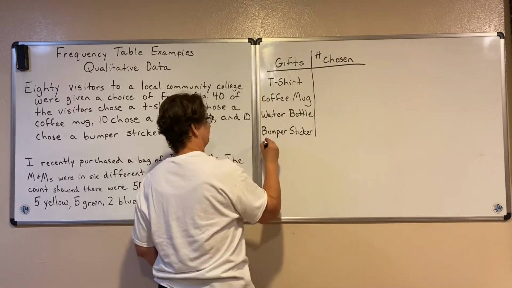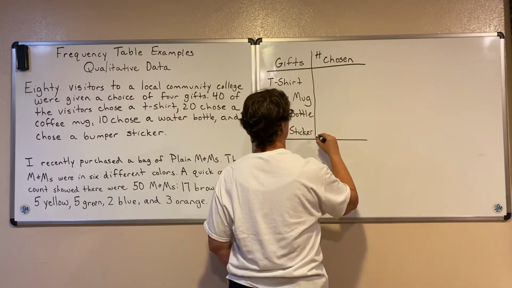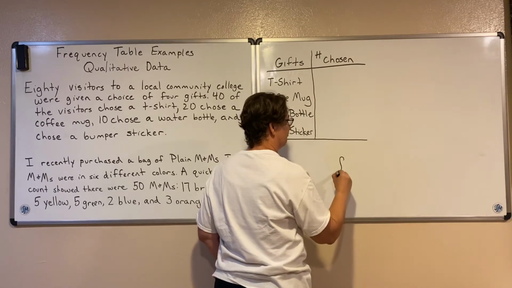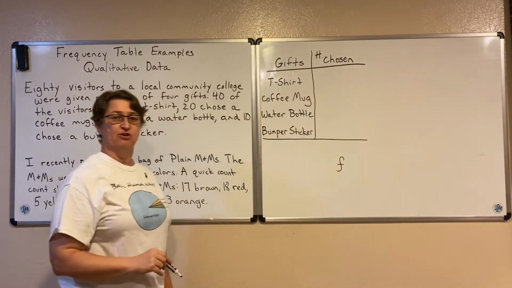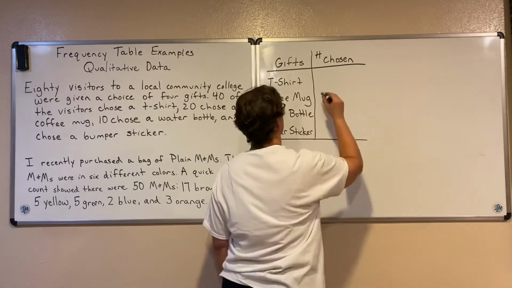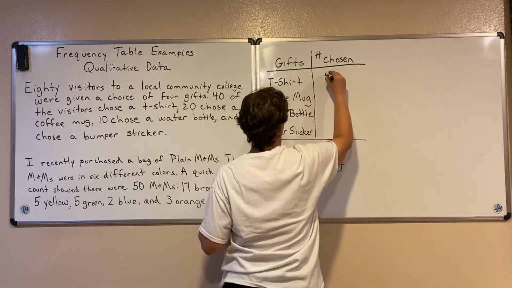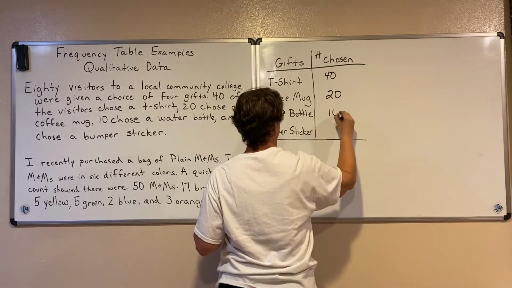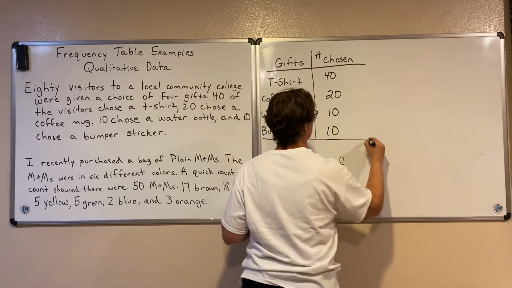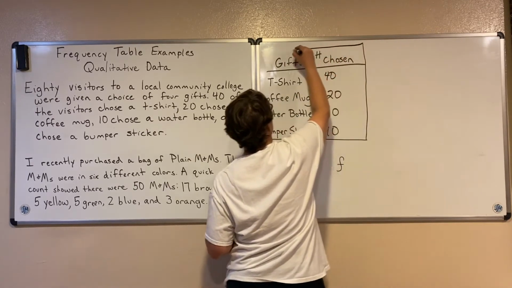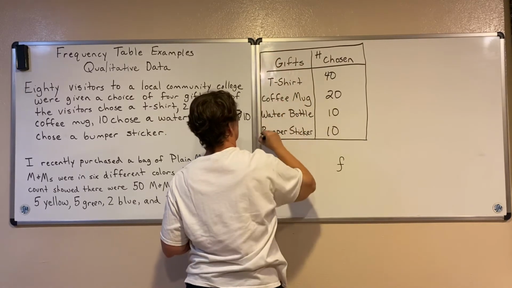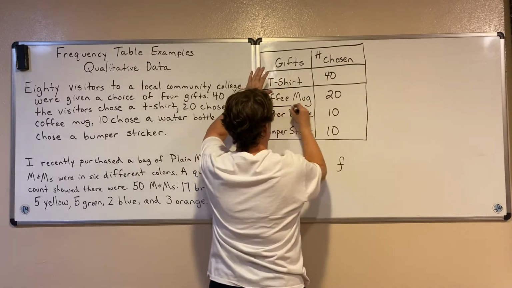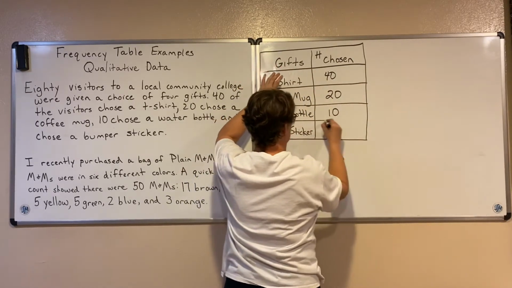Then I'm just going to put the frequency of each of those. So we could use this, or we could use that symbol. Remember, we looked to see that frequency. We just use an F there for that frequency, the number of each. So there were 40 t-shirts, there were 20 coffee mugs, 10 water bottles, and 10 bumper stickers. There I have created a frequency table. So it just shows the categories of each of my data, and then how many are in each of those.